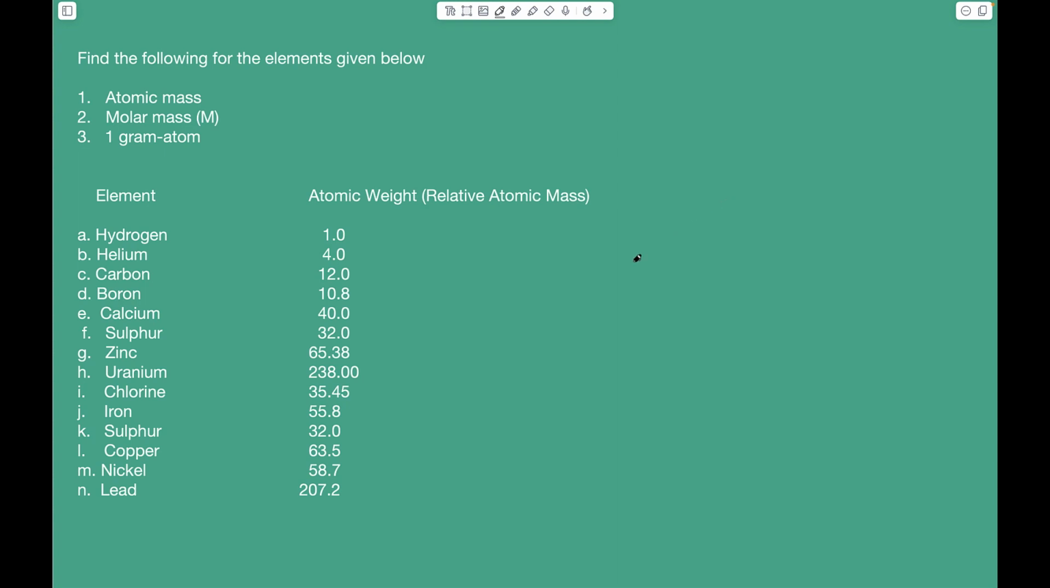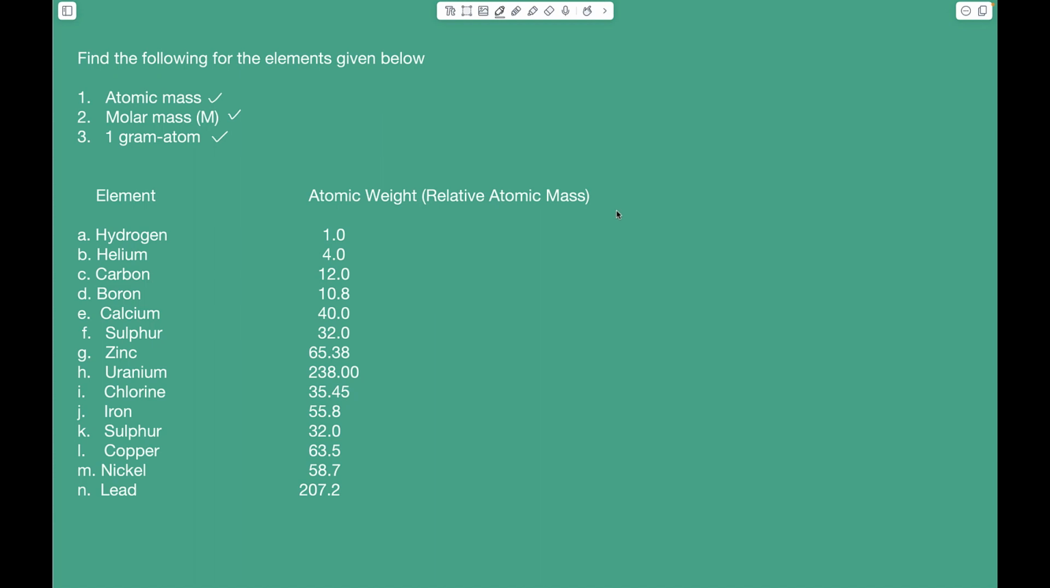In this question, we are given a number of elements and their atomic weights, also known as relative atomic masses, that are experimentally measured. By the way, these are their approximate atomic weights. And in each case, we have to find out the atomic mass, molar mass, and the mass of 1 gram atom. I will work them out for a couple of elements listed here and leave the rest as an exercise for you.